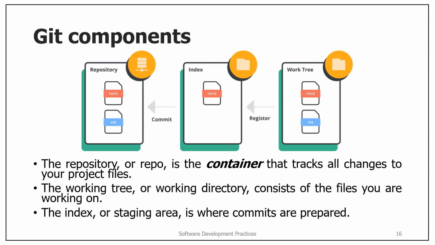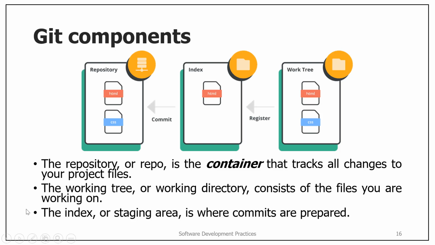The working tree or working directory is the folder where you are working with the files. That is said to be the working tree or the working directory. And the index or the staging area is the area where the commit operations are prepared.